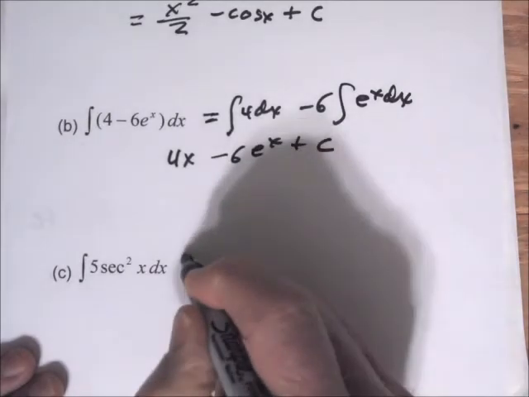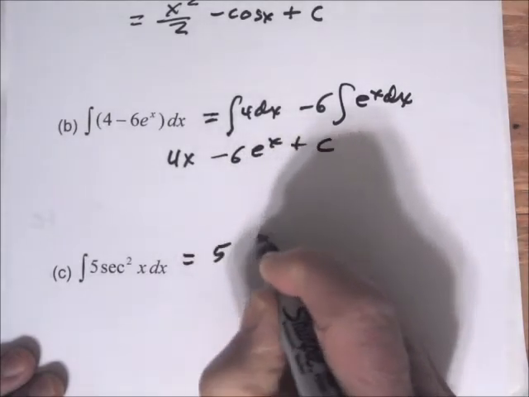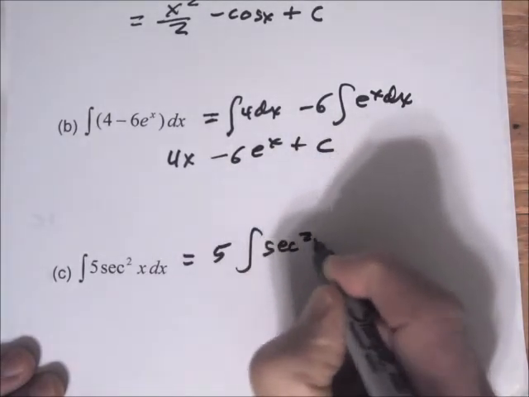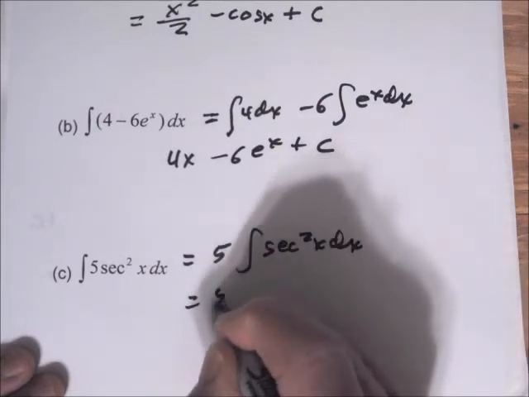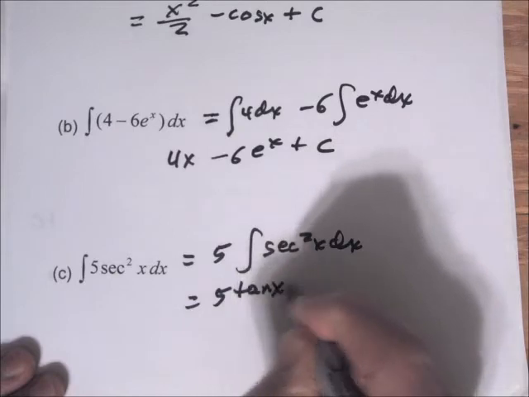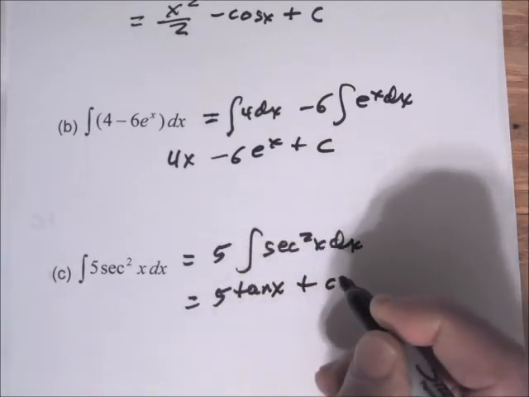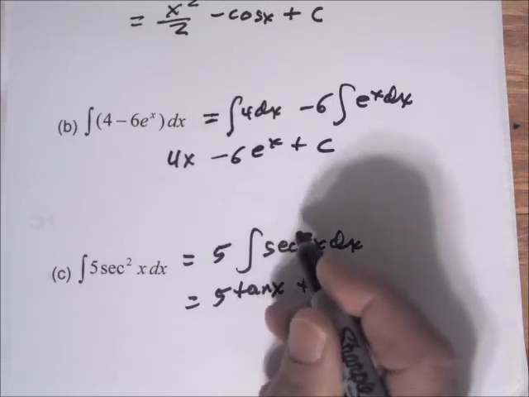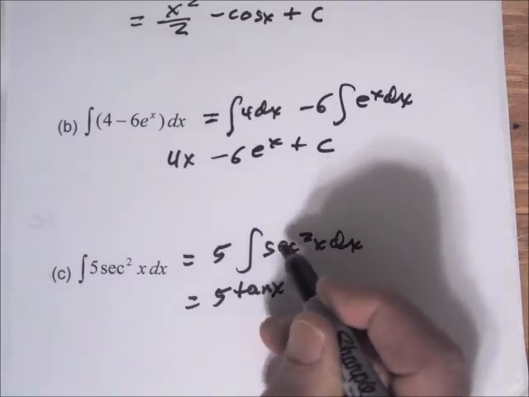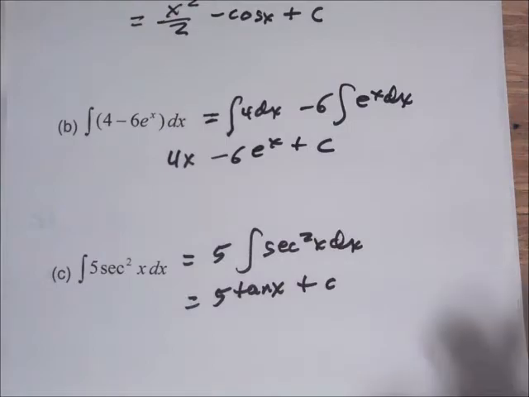The 5 we can factor outside: 5 times the antiderivative of secant squared. The antiderivative of secant squared is a tangent. So 5 tangent x plus a constant. Our rule for the derivative is that the derivative of the tangent is secant squared, so this reverses it: the antiderivative of secant squared is a tangent.